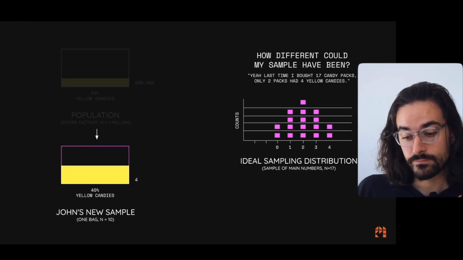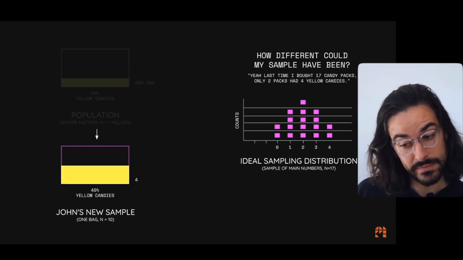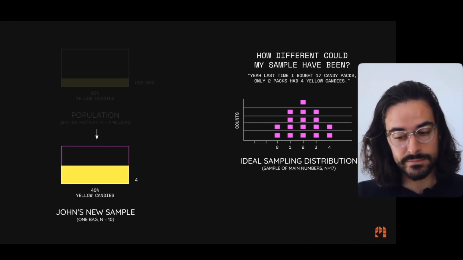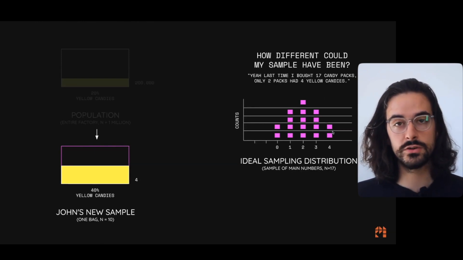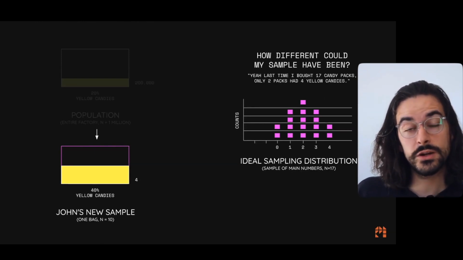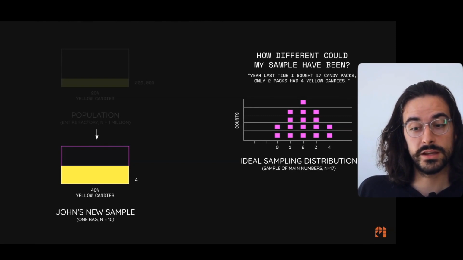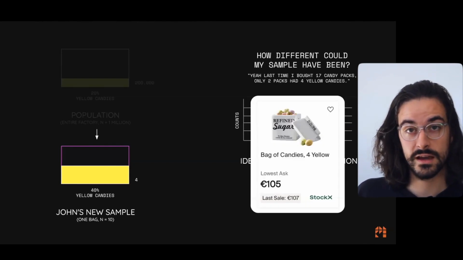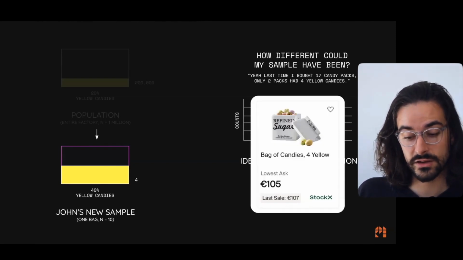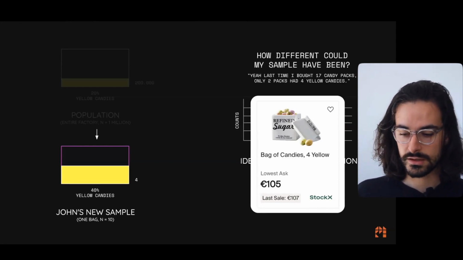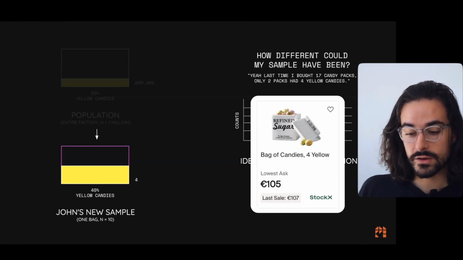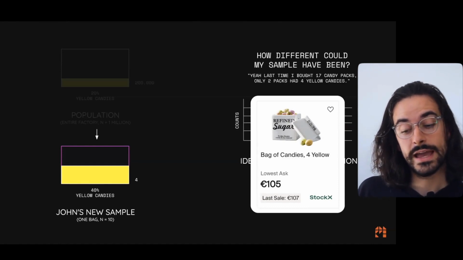And the thing is, they're going to say, yeah, man, last time I bought 17 candy packs and only 2 of those packs had 4 yellow candies, which is the thing that you can see here. Out of 17 packs, only 2 had 4 yellow candies. So it's pretty rare to find that bag with 4 yellow candies. So you can impress your friends during your school break. And you can also sell this on StockX. It's that website where you can sell the valuable sneakers and stuff. So you could totally sell that there because it's rare. And with the sampling distribution, we're finding out that it's rare.